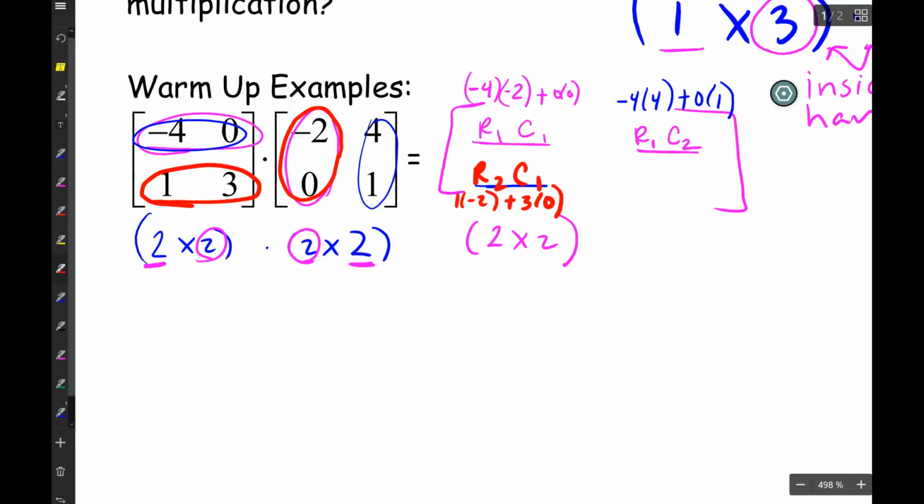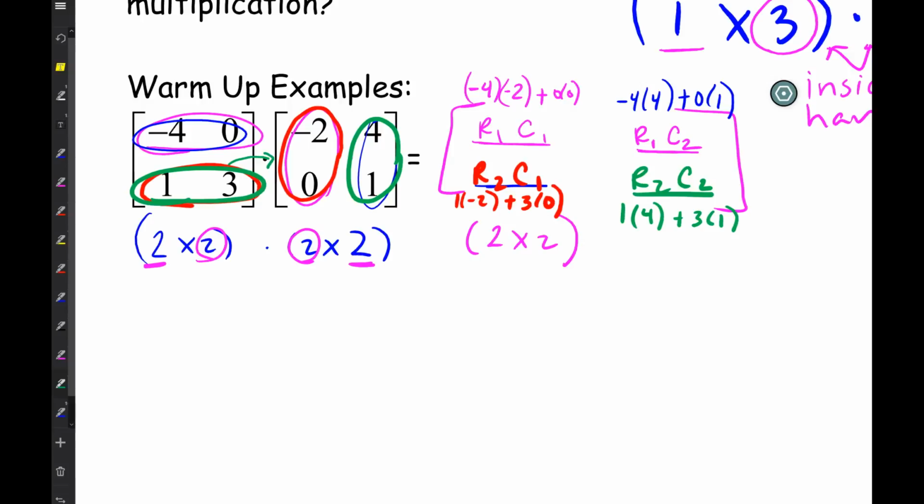And then last but not least, to find the element that would exist in row 2, column 2, I'm going to take row 2 of the first matrix and multiply them by the elements of column 2 in the second matrix. And I know I have a lot of colors going on here. But this would be 1 times 4 plus 3 times 1. I imagine just flipping the row and kind of lining it up right next to the column, and that kind of just tells me which numbers to correlate and multiply.